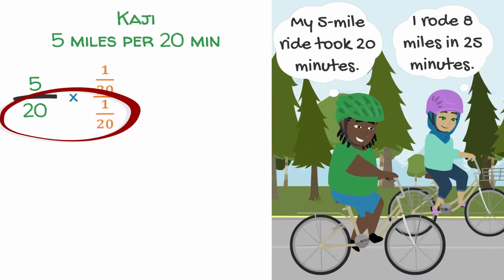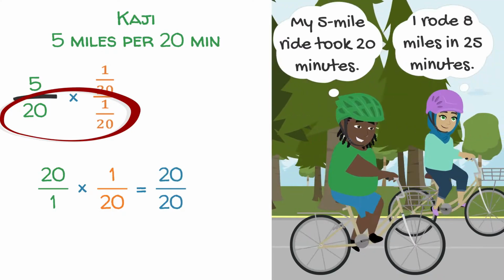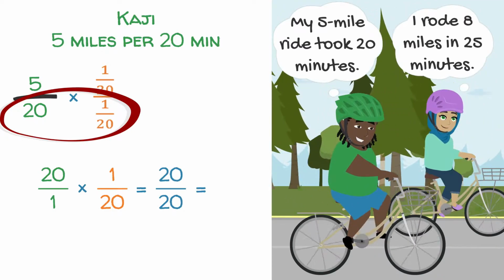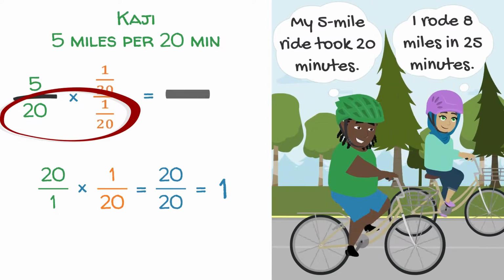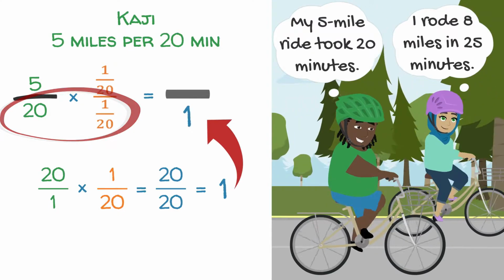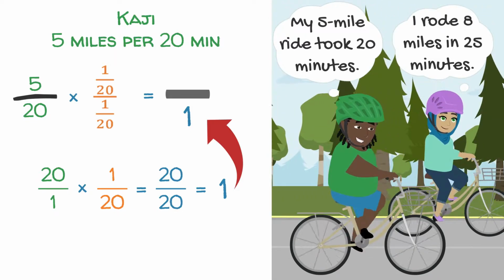First, I convert the 20 into a fraction. Then, multiply straight across. Any number divided by itself is 1. Therefore, the denominator of the answer becomes 1. This is the second part of our unit rate.